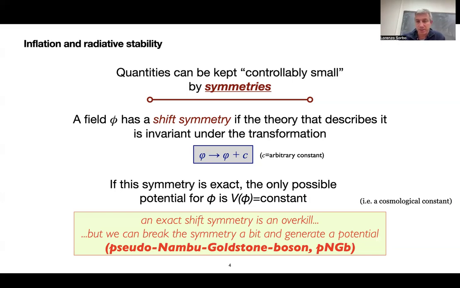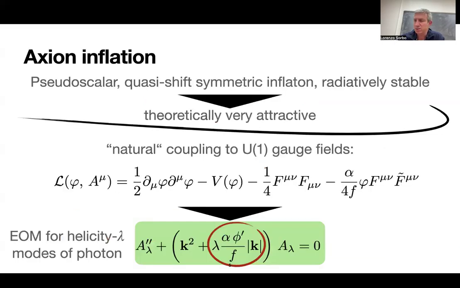But one can break the symmetry a little bit and generate a potential using typically degrees of freedom that are known as pseudo-Nambu-Goldstone bosons, PNGBs, that have the property of being, besides being approximately shift symmetric, also pseudoscalar, which would be important for us. So in these two slides, I hope I convinced you that there is some reason to believe that the early universe could have been filled by some pseudoscalar that is parity odd. And of course, if the universe is full of something parity odd, you might wonder whether this violation of parity shows up somewhere.